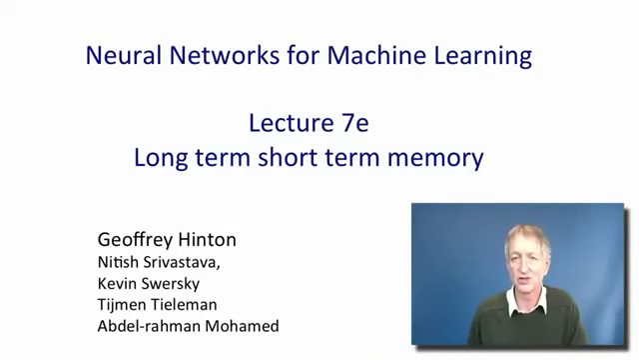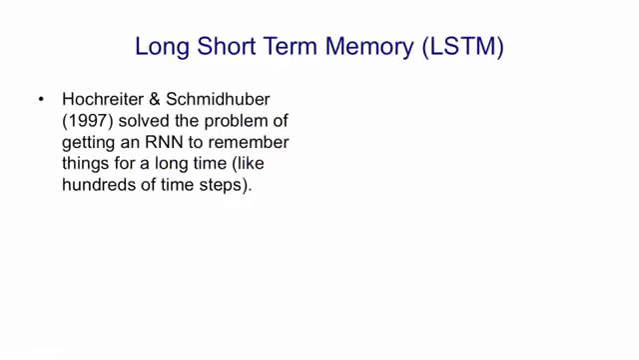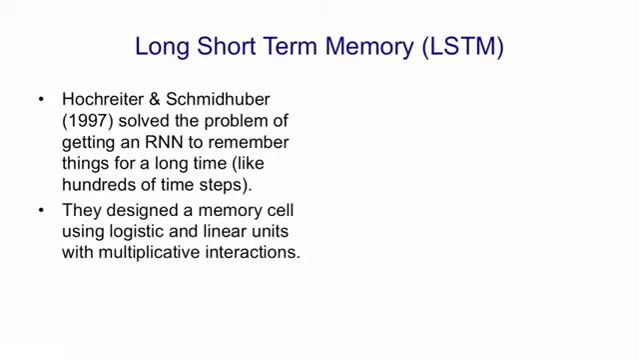Long short-term memory has been very successful for tasks like recognizing handwriting, where it's won a number of competitions. In 1997, Hochreiter and Schmidhuber published a paper in Neural Computation that solved the problem of getting a recurrent neural network to remember things for a long time. Their recurrent nets could remember things for hundreds of time steps. They did this by designing a memory cell that used logistic and linear units with multiplicative interactions.